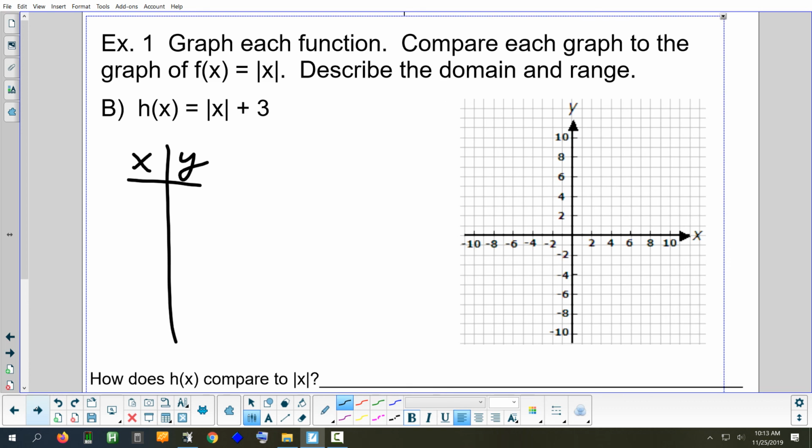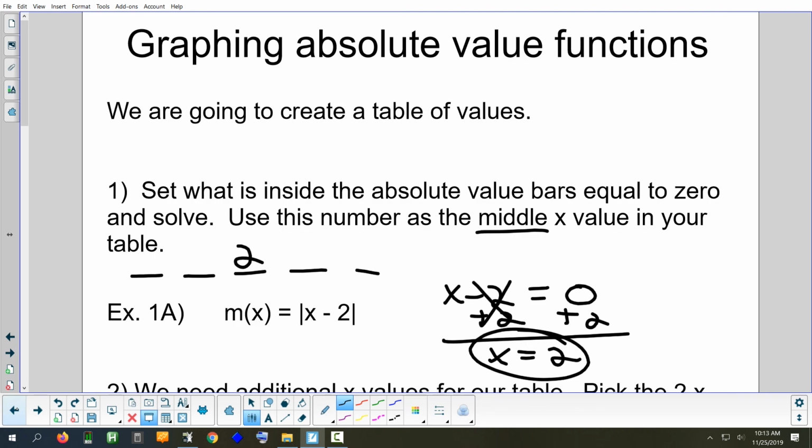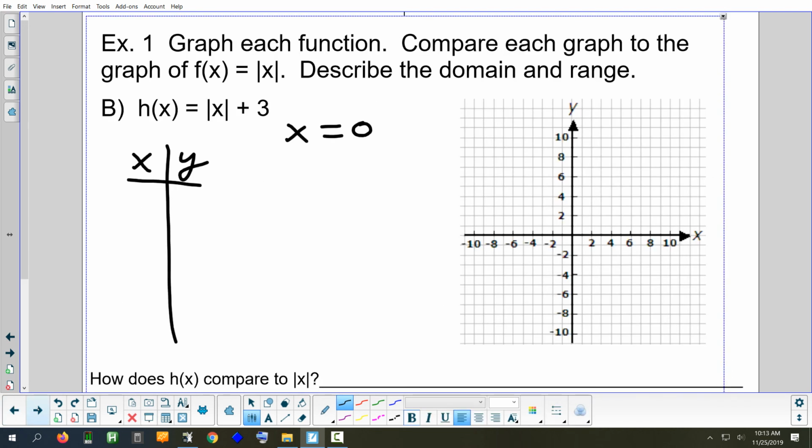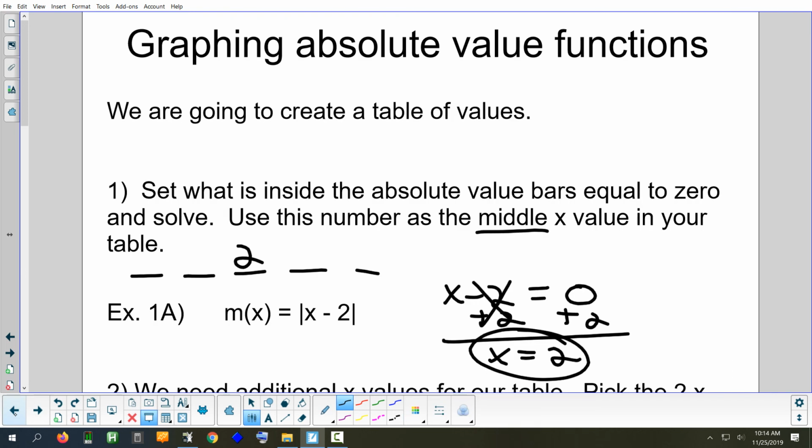What's inside the bars here? Inside the bars. Just x. And what are we supposed to set it equal to? Supposed to set it equal to 0. Is there anything to even solve in this one? No. Because what was inside the bars was just an x. It's not like it was an x minus 2 like it was in this one. There's nothing you have to do here. So that is your middle value. 0. What's one number lower? Wait, how'd you get the x equals 0? We just set what was inside the bars equal to 0. Oh. Last time we had a little bit of work to do when we did that. This time we don't.